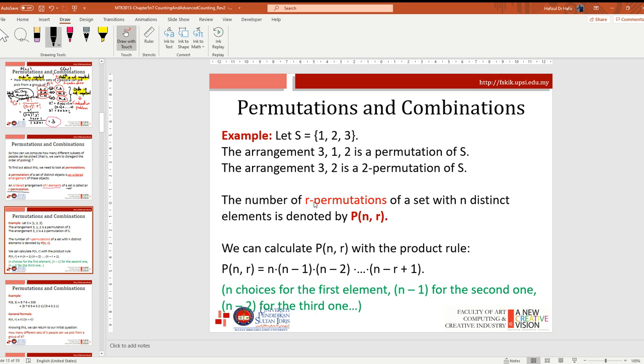Okay, the number of r-permutations of a set of n distinct elements is denoted by P(n, r). N is the distinct options, and r is the element. We can calculate P(n, r) with the product rule: n multiplied by n minus 1 multiplied by n minus 2 and so on.